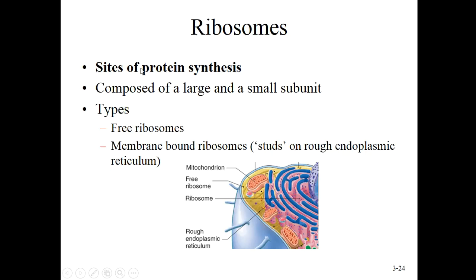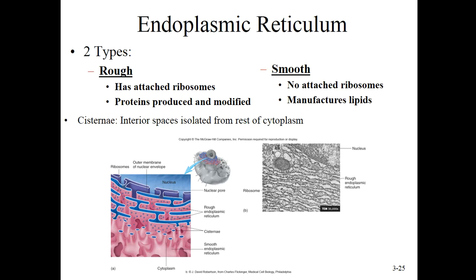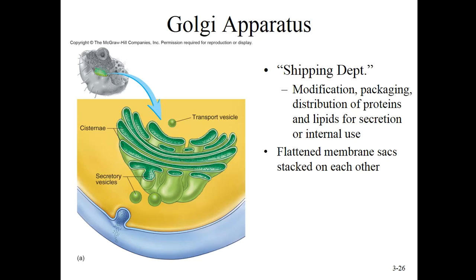Ribosomes. Ribosomes are the site of protein synthesis. We'll see that in our gene expression video. They actually read the RNA code and then begin to put amino acids in just the right order. Everything you need to know about the endoplasmic reticulum right here.